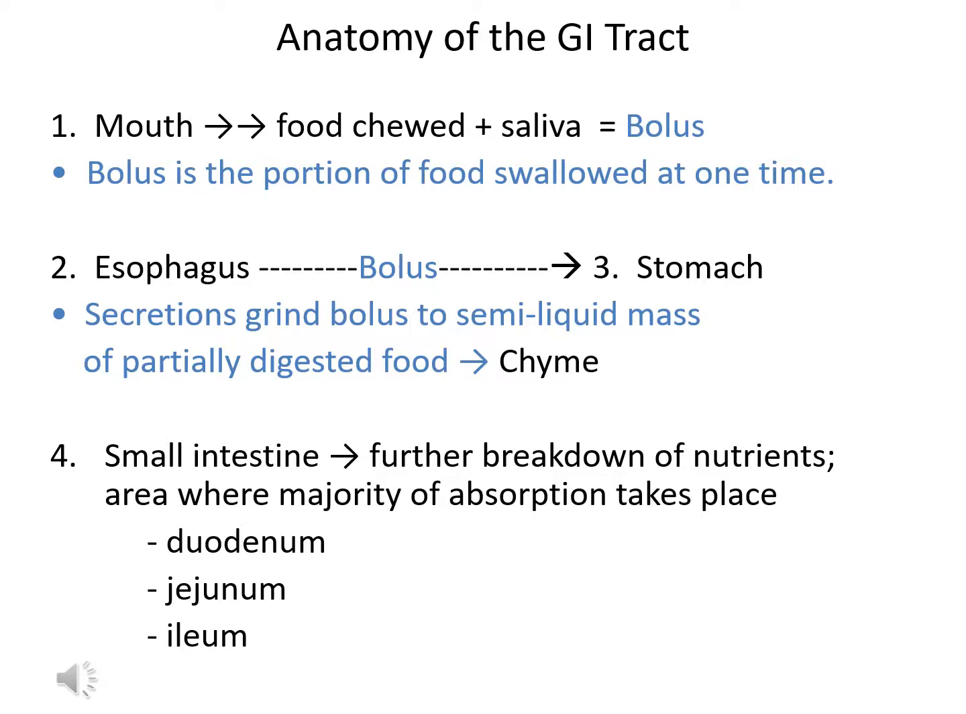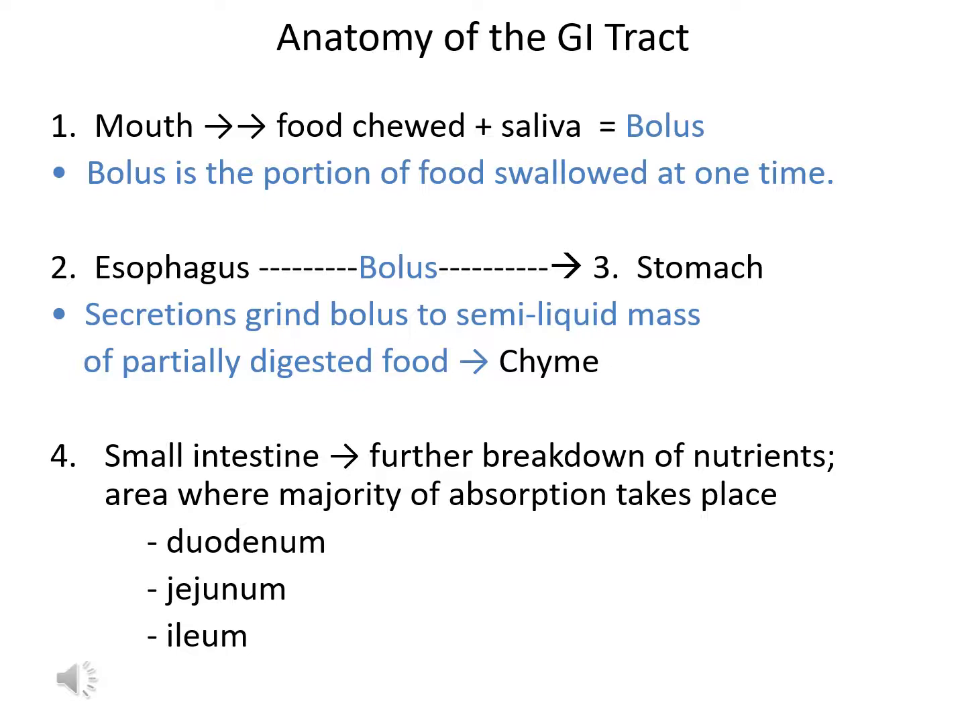That bolus then slides down the esophagus just momentarily before it enters into the stomach. Here the bolus is churned and digestive juices are added to become what is known as chyme. You can see chyme is defined as a semi-liquid mass of partially digested food. From here, the chyme is going to enter down into the small intestine.